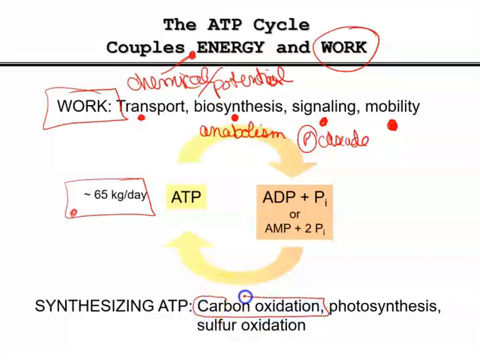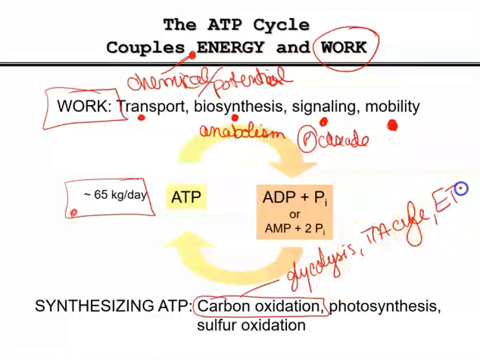Synthesizing ATP. How do we make ATP? We are chemoheterotrophs, and so we synthesize ATP through carbon oxidation. So think glycolysis, TCA cycle, electron transport chain. And then we have a hydrogen ion gradient, which powers ATP synthase. So that's us, that's in people. I like to think about this as the drive train of metabolism.